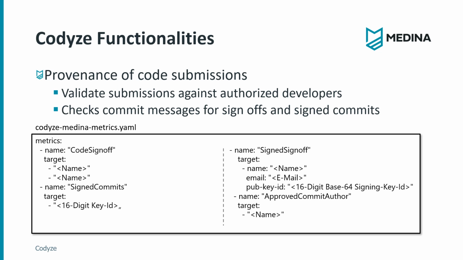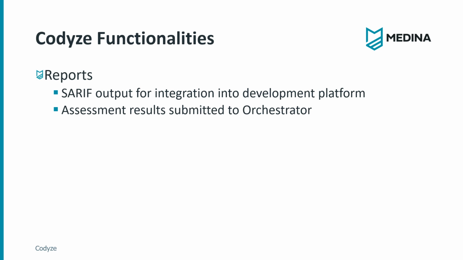To this end, Codyze checks Git commit messages and checks sign-offs and commit signatures. The respective configuration of authorized code authors and their credentials is shown. Codyze generates reports from its analysis. The report from the source code analysis is in the SARIF format. SARIF is a standardized interchange format to describe results from static code analysis.